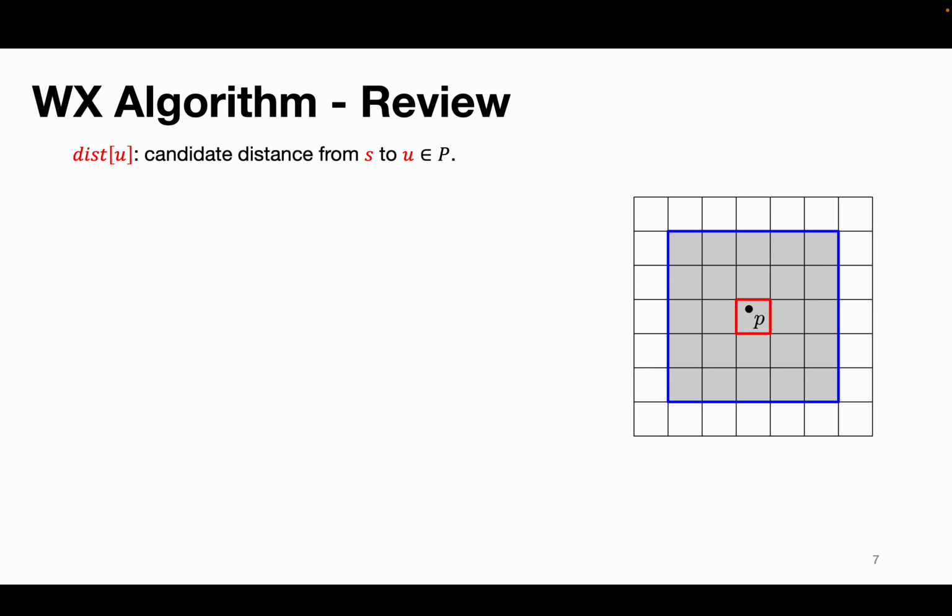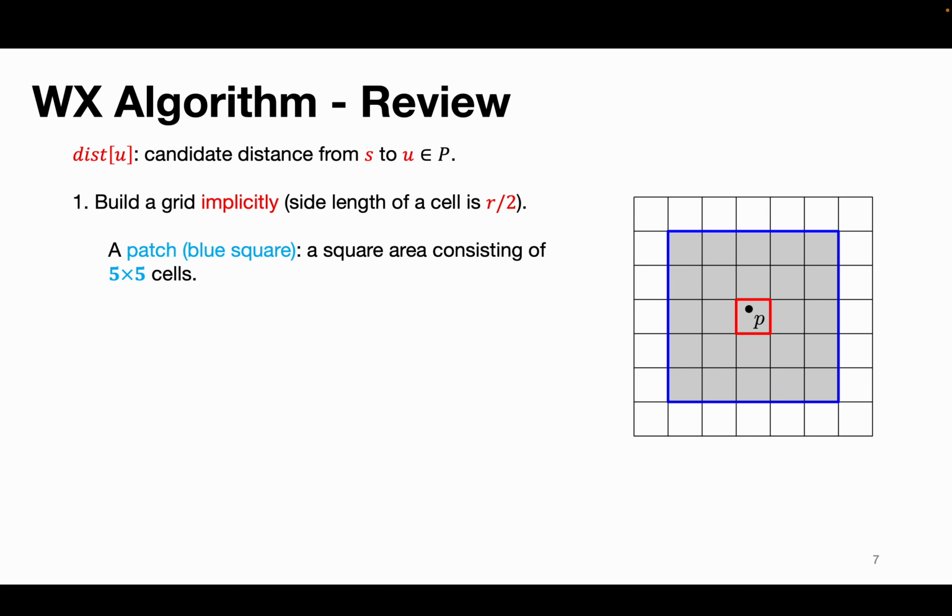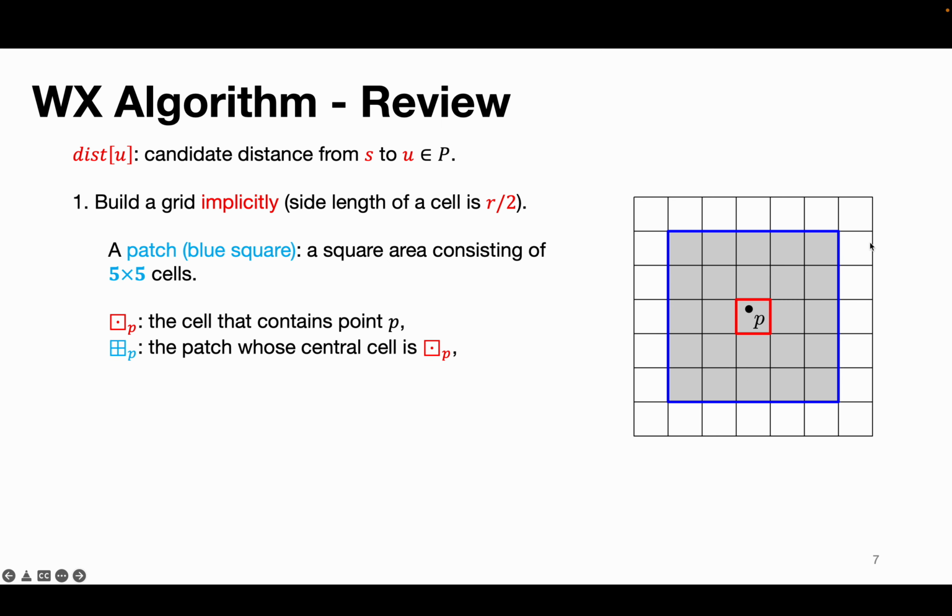In this algorithm, we maintain an array called dist, which stores the candidate distance from S to each point. The first step is to build a grid implicitly, and the side length of each cell is R/2. We define a patch as a square area consisting of 5 times 5, which is 25 cells. We define the cell of P as the cell that contains point P, and the patch of P as the patch whose central cell is the cell of P, which is the big blue square in this example.